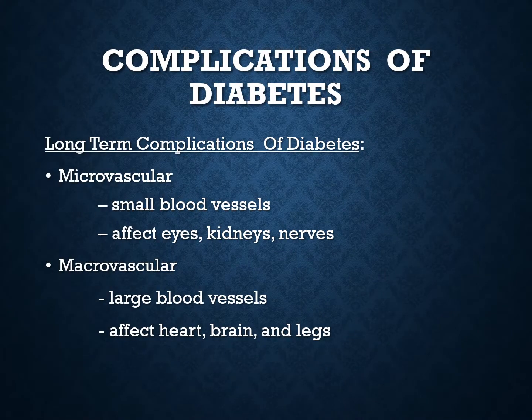Diabetes can cause short-term as well as long-term complications. The long-term complications can be further divided into microvascular and macrovascular complications. Micro means small, whereas macro means large. Therefore, microvascular complications are related to small blood vessels involving eyes, kidneys, and nerves, whereas macrovascular complications are linked to large blood vessels affecting heart, brain, and lower limbs.